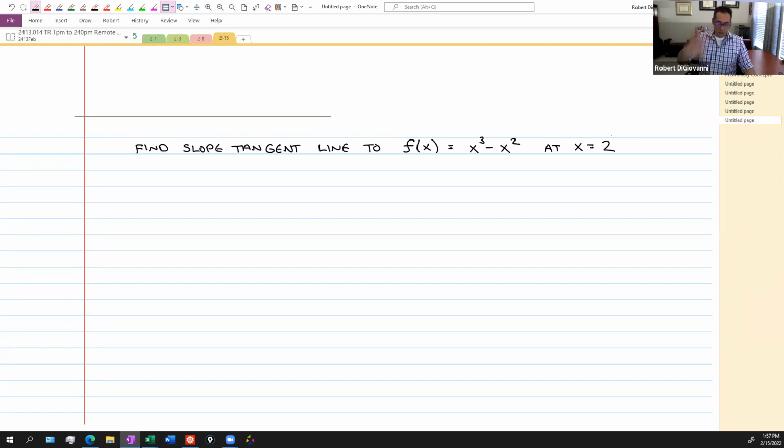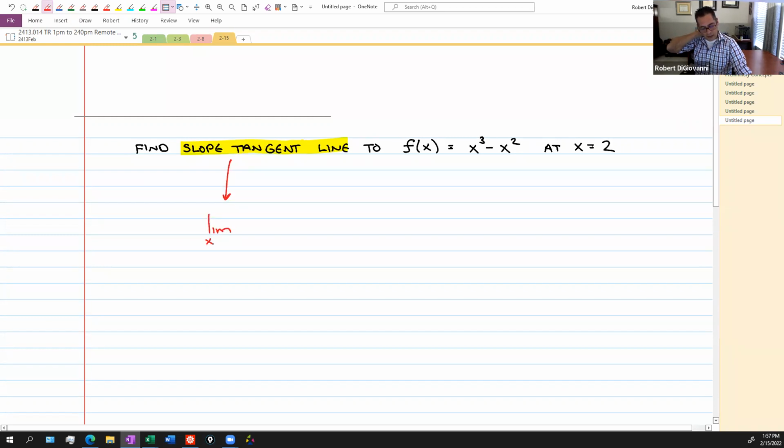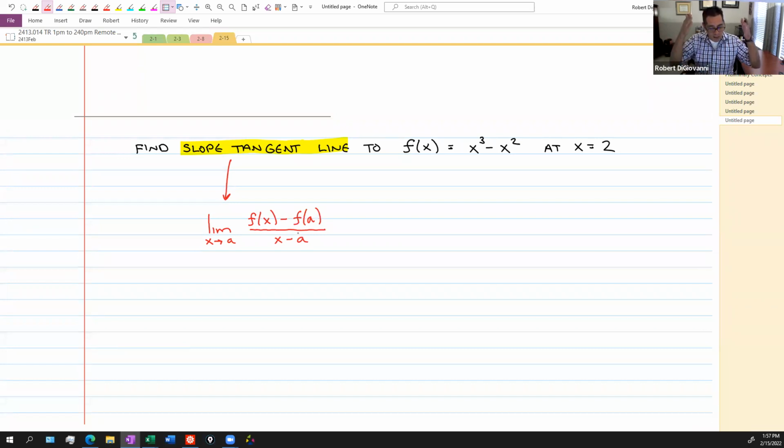All right, so now that we're in this section, let's back up and think about how we're going to approach this. I'm being asked to find the slope of the tangent line, right? So I know there's a formula for that. The formula is limit x approaches a of f of x minus f of a over x minus a. That's the generic formula for finding the slope of the tangent line to any function, being able to calculate that limit. Okay?